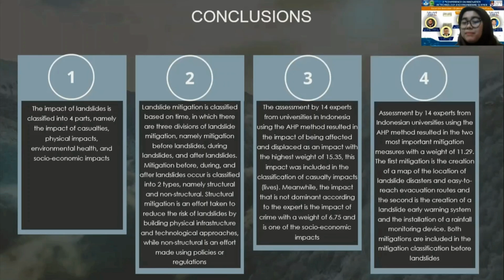Fourth, assessment by 14 experts from universities in Indonesia using the AHP method results in the two most important mitigation measures with a weight of 11.29. The first mitigation is the creation of a map of the location of landslide disaster and easy to reach evacuation routes, and the second is the creation of a landslide early warning system and the installation of a rainfall monitoring device. Both mitigation measures are included in the mitigation classification before landslide.